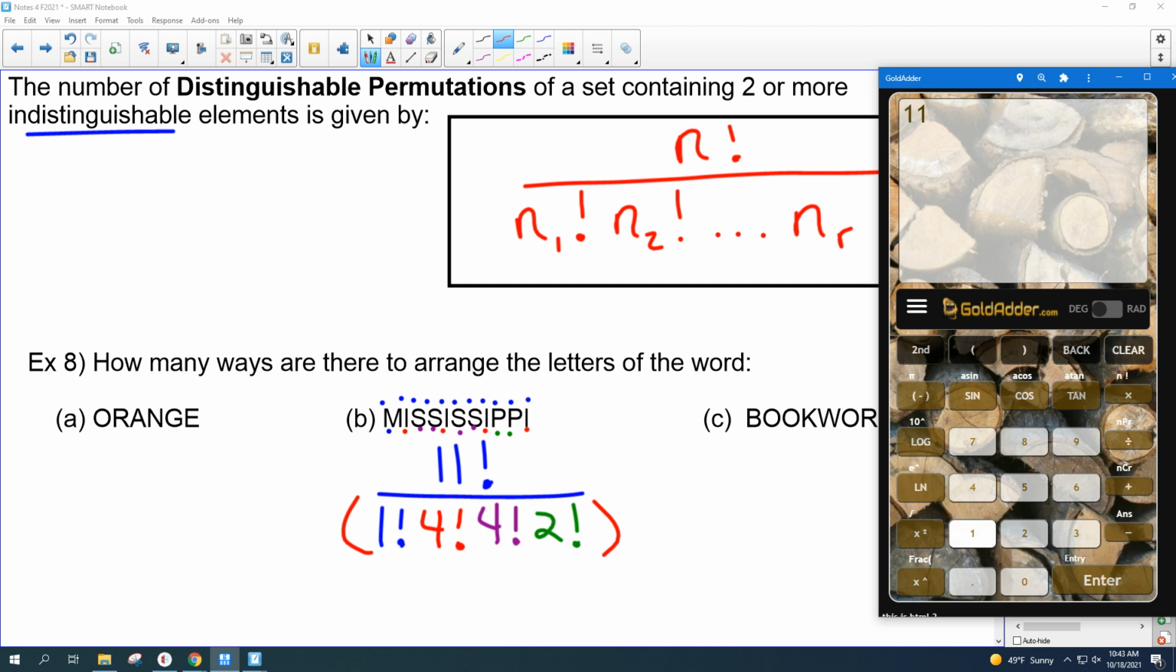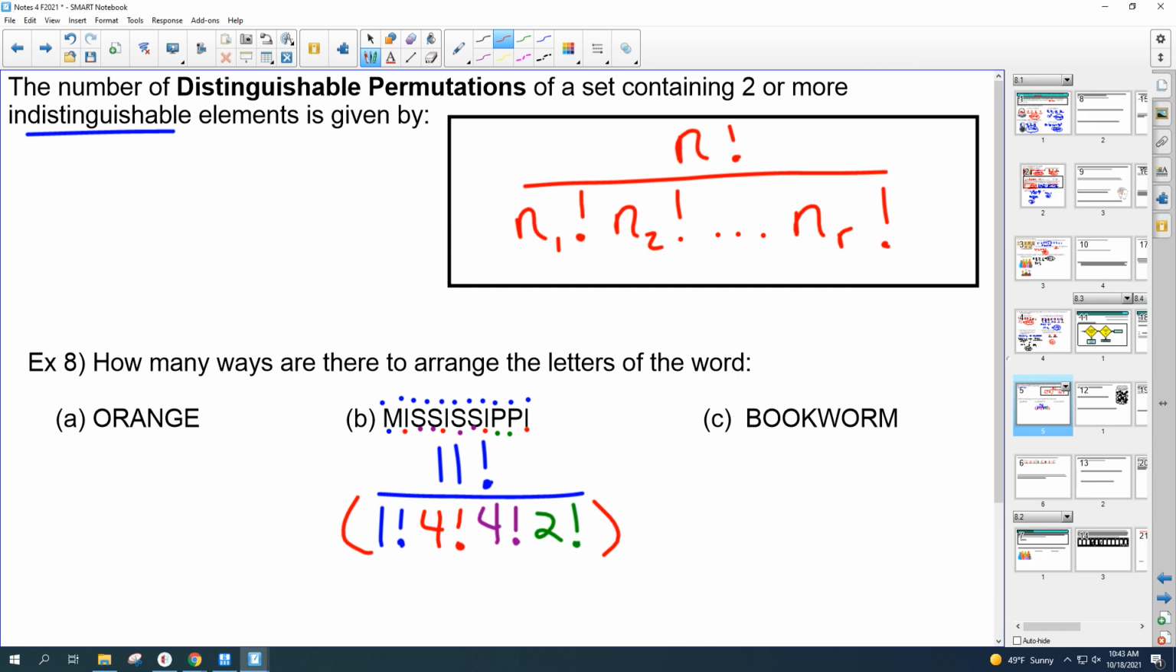So let's see if this works. If I do 11 factorial and I divide by parentheses, and I'm not typing in 1 factorial because I already know what that is. 4 factorial, 4 factorial, 2 factorial, close parentheses. Hopefully that works. 34,650. I would highly recommend testing your calculator and make sure you can enter that in correctly. All right. Try it now.